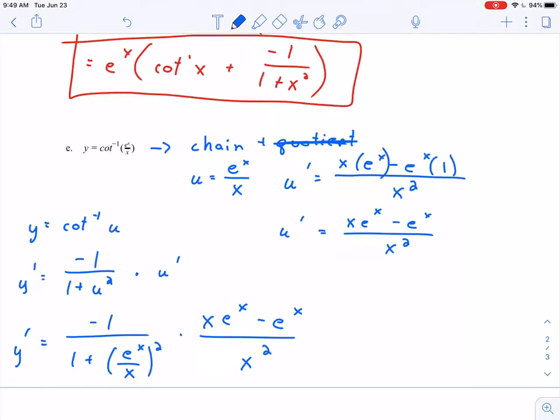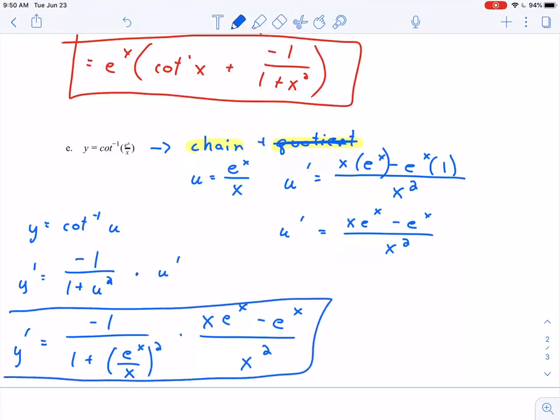We could simplify this a little bit, but to be honest, at this point, we've already used our two derivative rules, the quotient rule and the chain rule. I think that this is as good a place as any to stop. So I'm just going to say, you know what, that is our derivative.